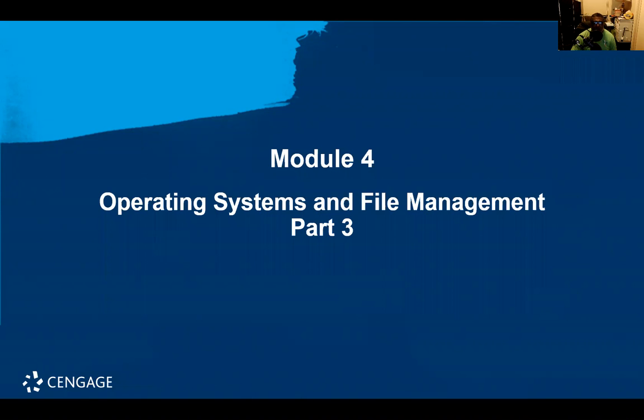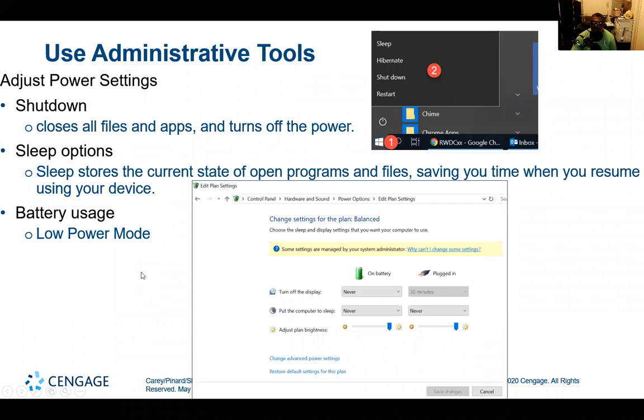All right, so let's take a look at the administrative tools that are out there for Windows. You can adjust the power settings, and shutdown closes all the files and apps and turns off the power. The only thing that you need to do is just tell it, okay, that's it, I'm done. Sleep options: sleep stores the current state of the open programs and files, saving you time when you resume using your device. I don't know if I've ever used the sleep option, but maybe I should.